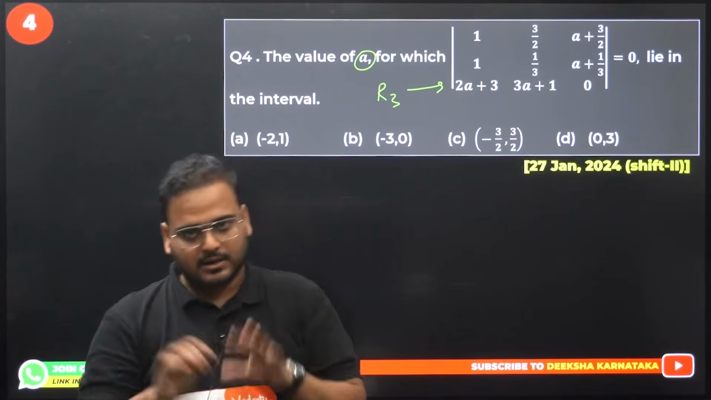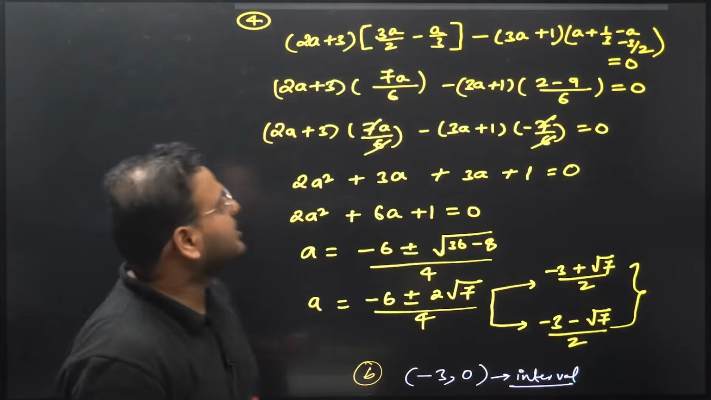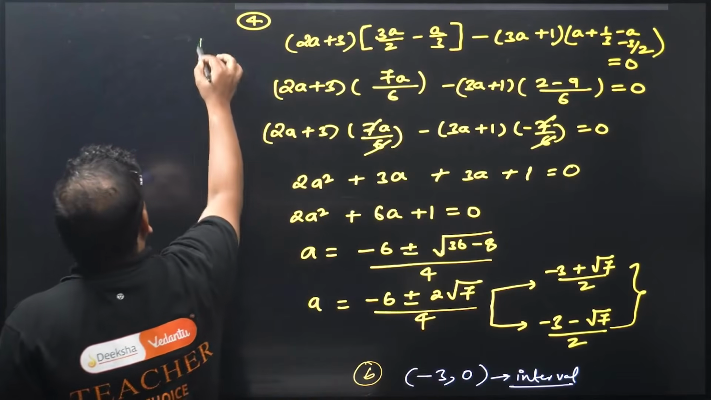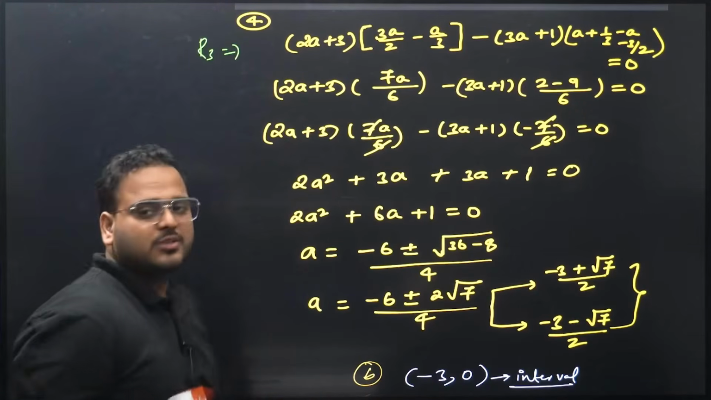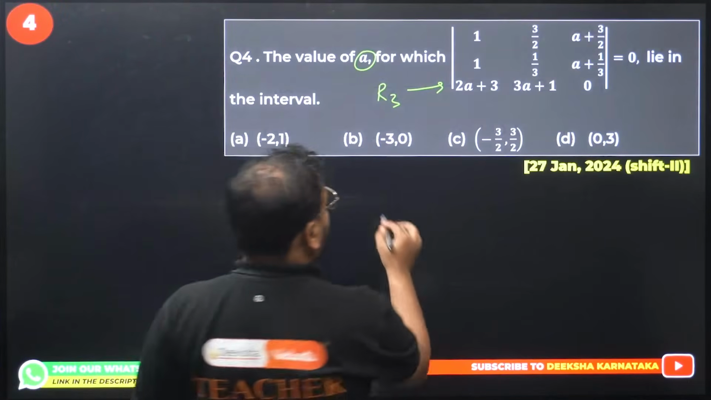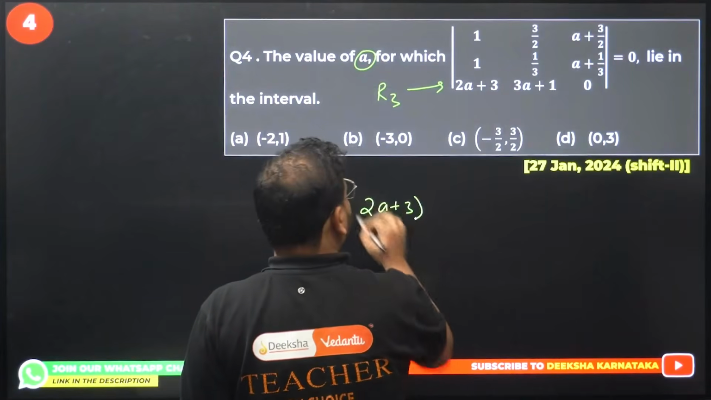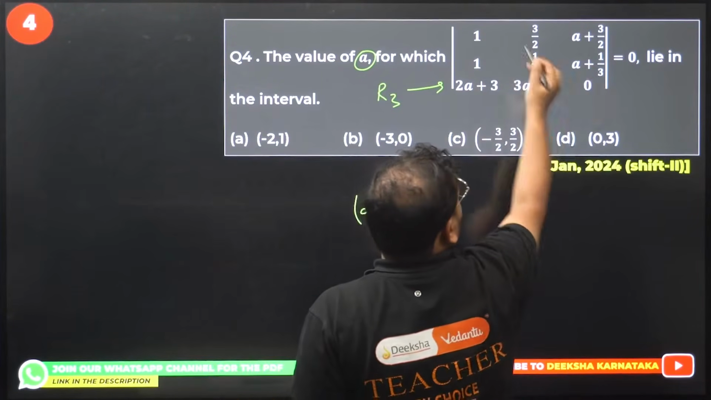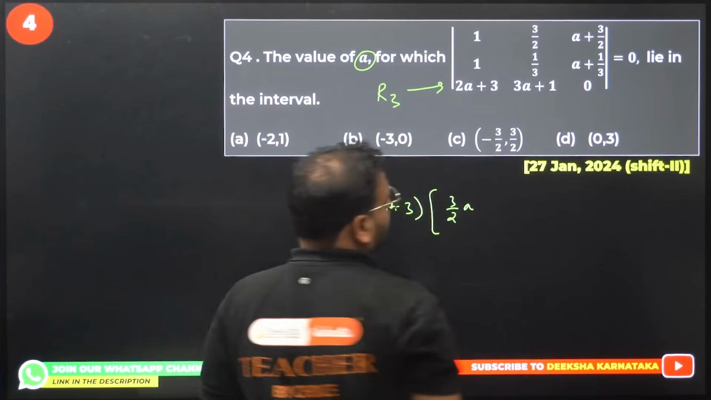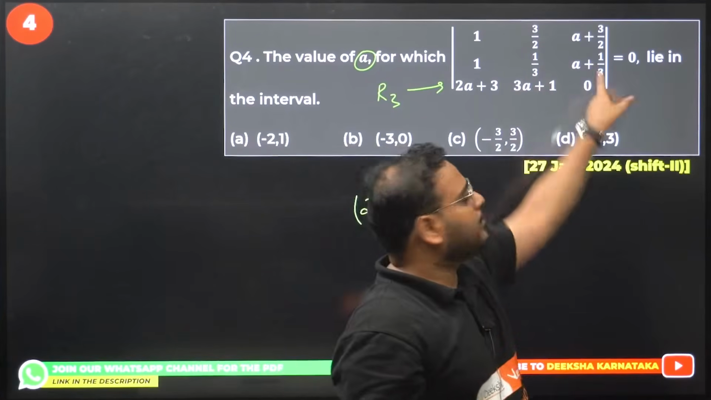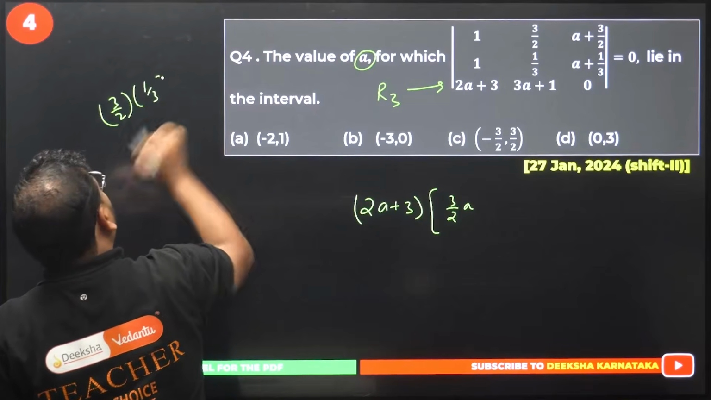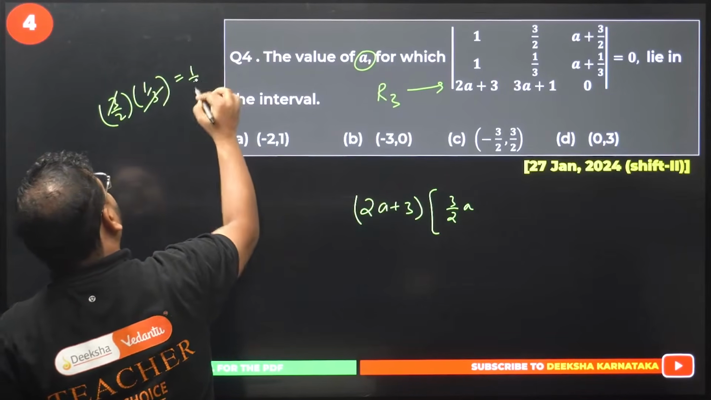Okay, done. Let's see the solution. Let me show you the solution. As I said, we have expanded across row number 3. The first element was 2a plus 3. I can show you this part over here. This is removed. Multiply this a into that, I get 3 by 2a. And if you multiply 3 by 2 into 1 by 3, 3 and 3 cancel, I get simply 1 by 2.